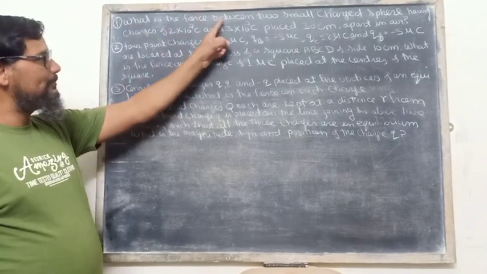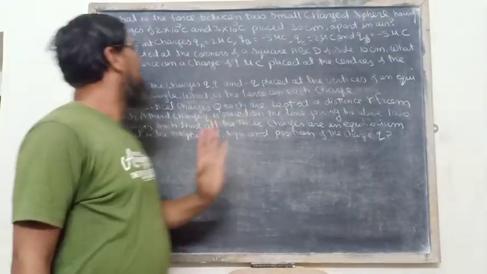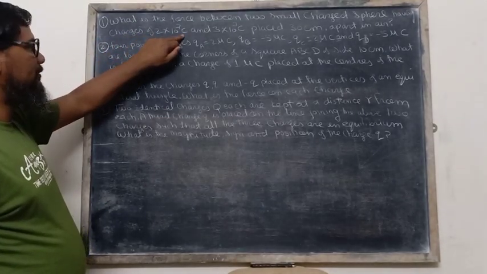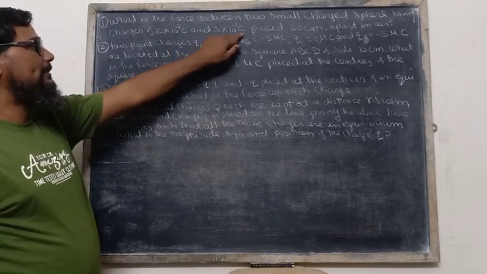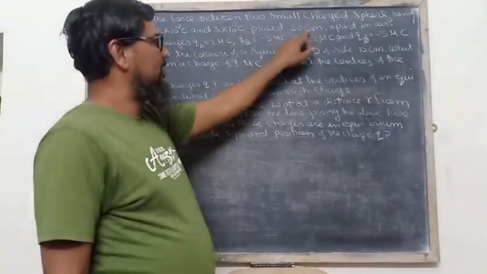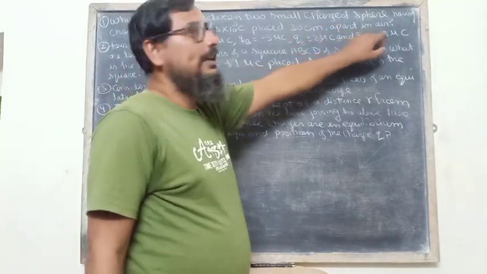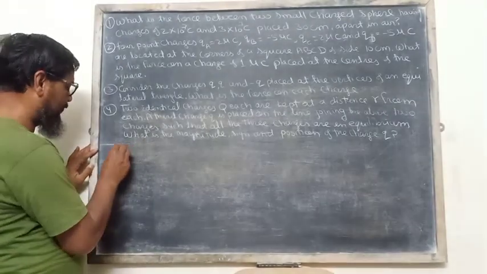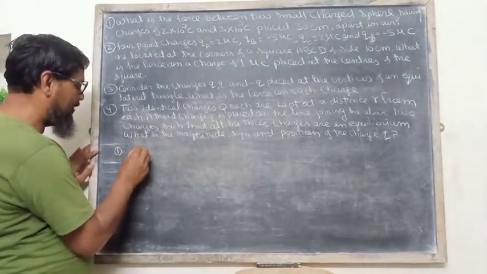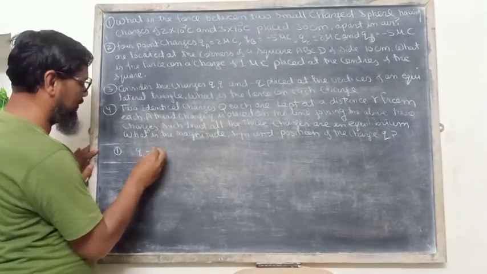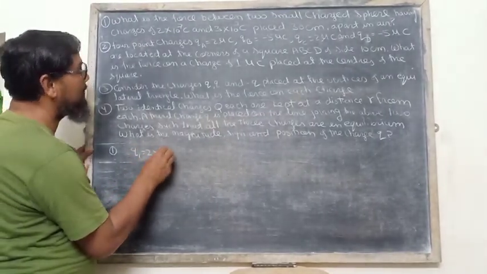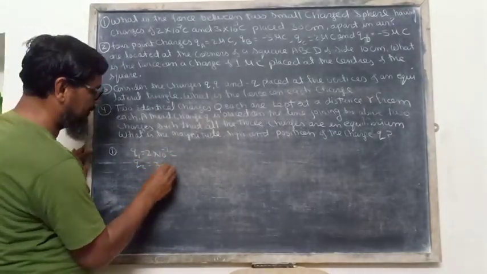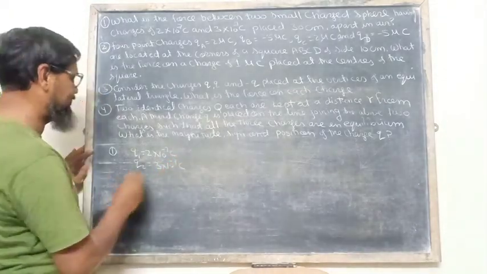What is the force between two small charged spheres having charges 2 into 10 raised to power minus 7 coulomb and 3 into 10 raised to power minus 7 coulomb placed 30 centimeter apart in air? This is the simplest form, and for the answer of question number 1, the values are given to us. Q1 is equal to 2 into 10 raised to the power minus 7 coulomb. Q2 is equal to 3 into 10 raised to the power minus 7 coulomb.